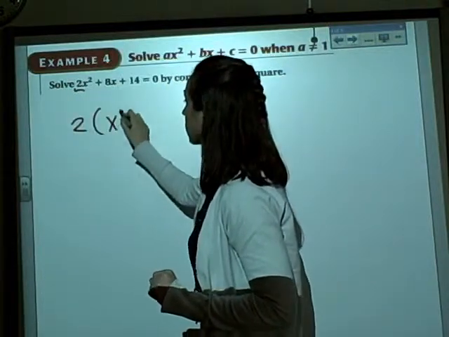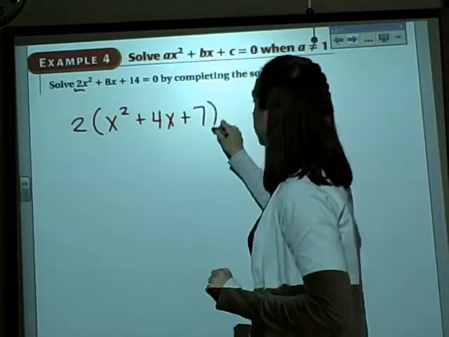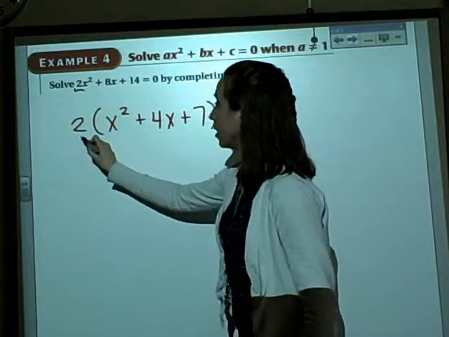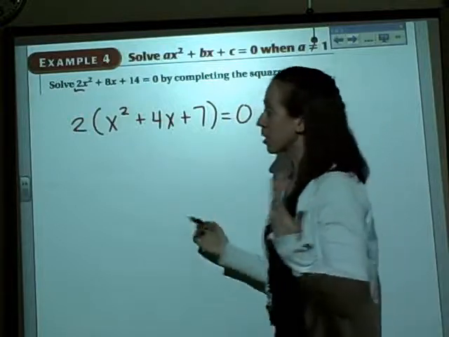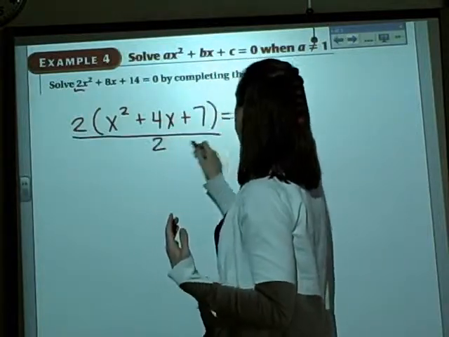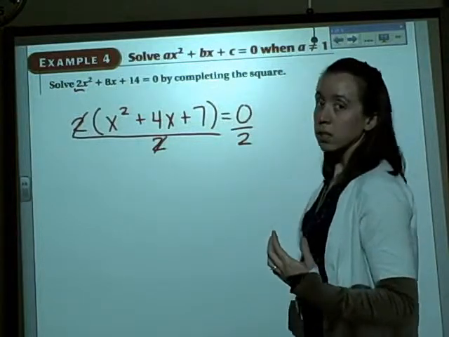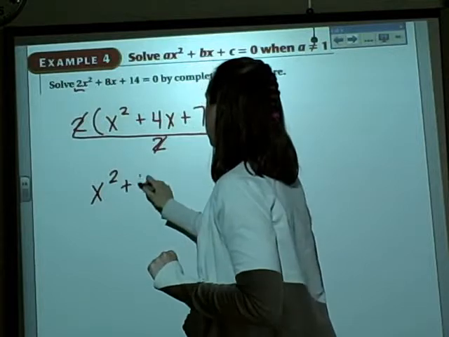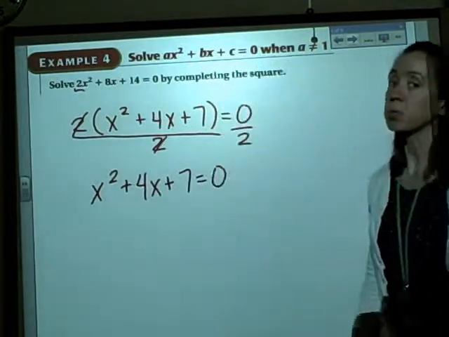And that leaves x squared plus 4x plus 7 equals 0. Then, since it's on the outside, if we used our zero product rule, it would kind of divide out anyway. So we can just divide it out. That's going to cancel, and anything with a 0 as the numerator just becomes 0. Now we are ready to complete the square.